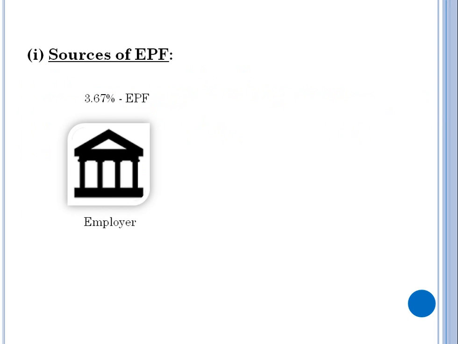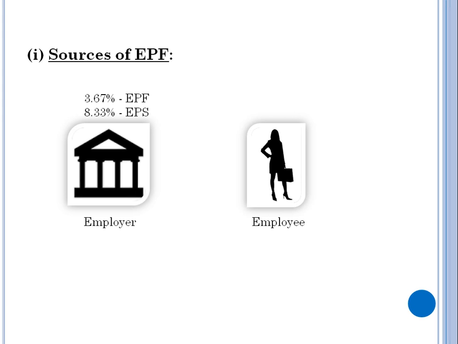Sources of EPF. As you are all aware, there are two largest contributors towards EPF. The first contributor is the employer, who contributes 3.67% of basic salary towards EPF, and 8.33% of basic salary towards EPS, which is otherwise the Employee Pension Scheme. The total contribution stands at 12% from the employer. Similarly, the employee contributes 12% of her basic salary towards the EPF.